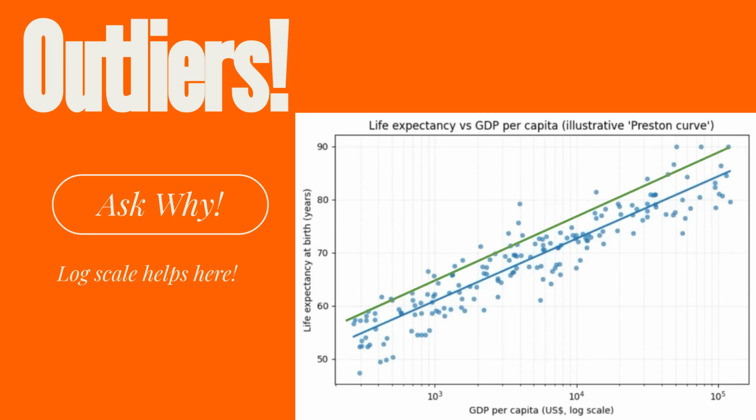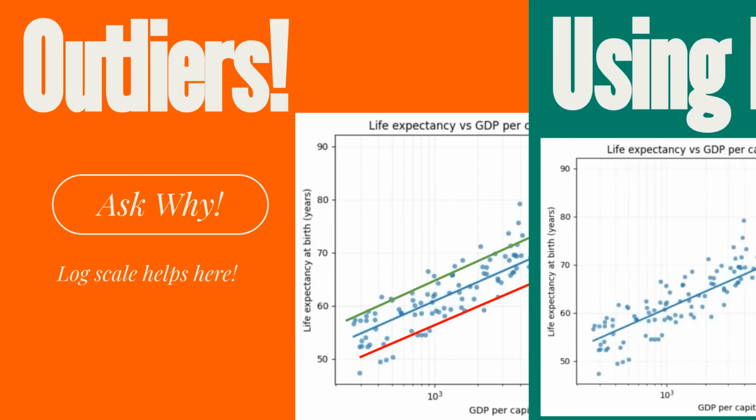Which countries beat the trend? The countries above the green line. Why do they beat the trend? Which countries underperform? The countries below the red line. The log scale doesn't answer these questions, it reminds us to ask these questions.